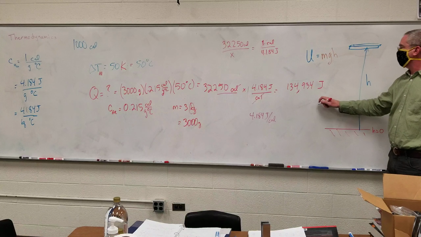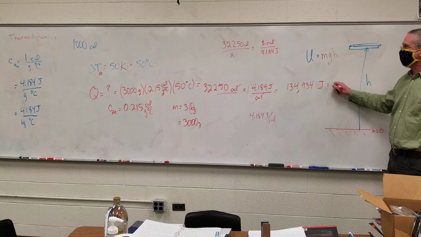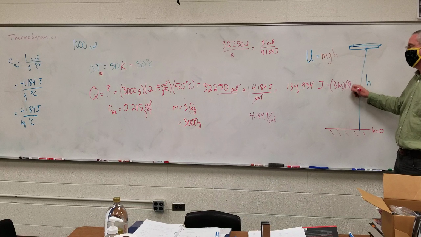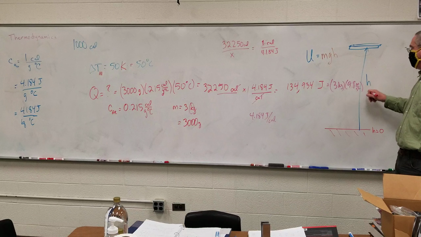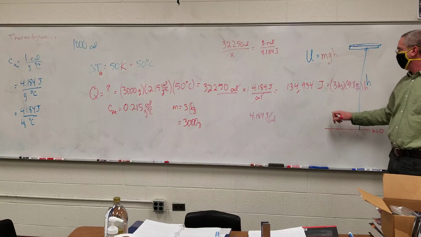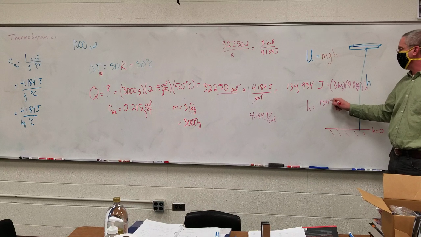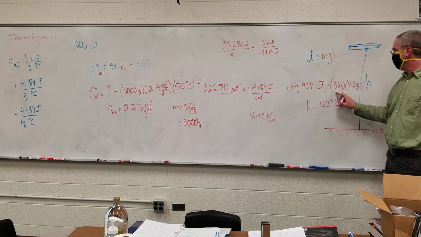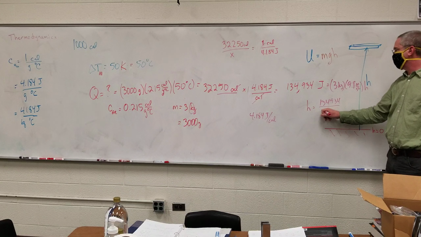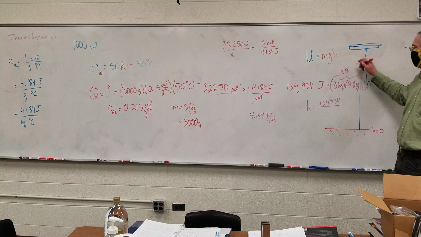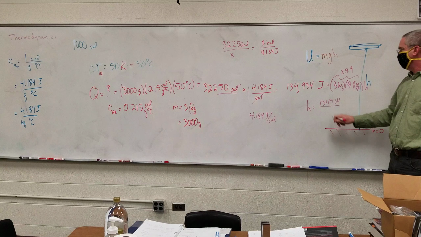And so I'm setting that equal to my mass, which is 3 kilograms, times g, which, going with Earth, is 9.8 meters per second squared, times h. So my h is going to be 1.3494 divided by 3 times 9.8, which is 29.4.